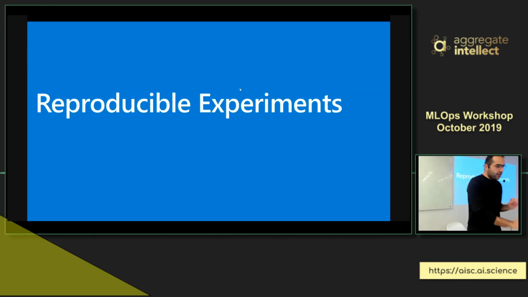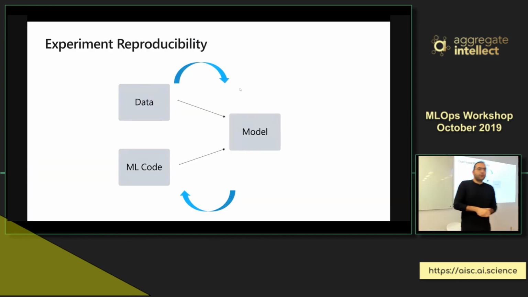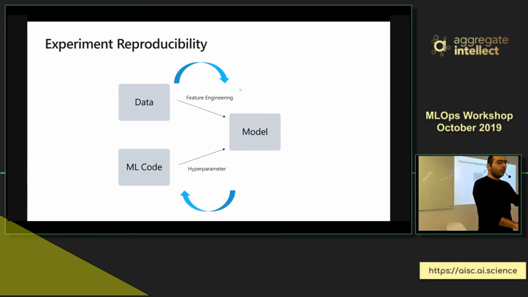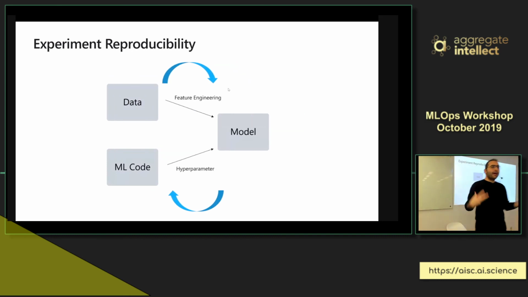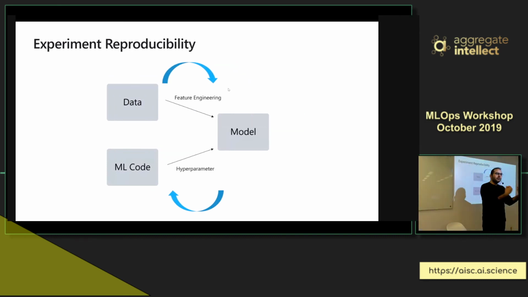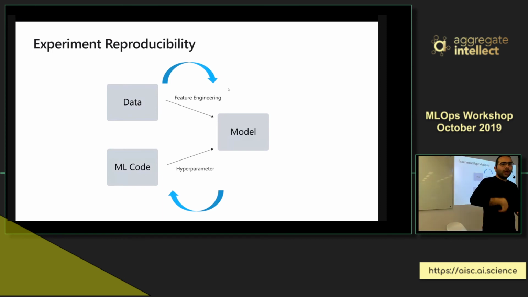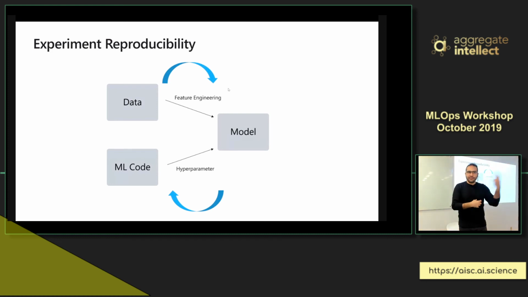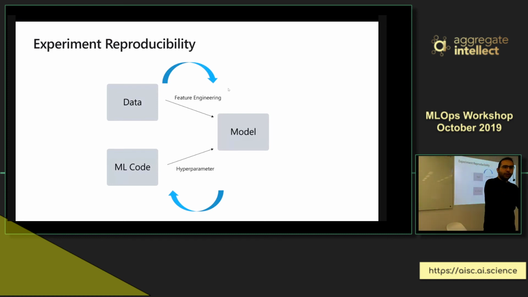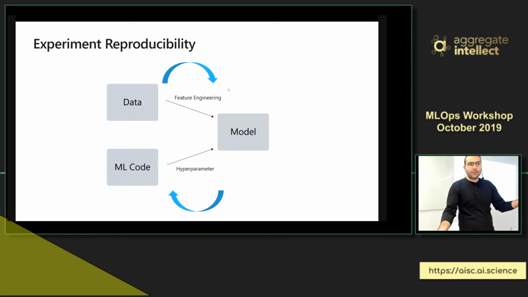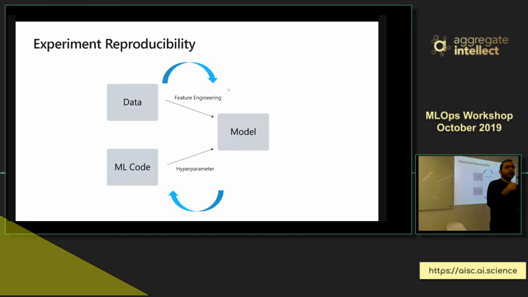But first, let's focus on experiment reproducibility. We have discussed before that the data and the ML code will merge together, or marry together, to produce a model. The way we do it is based on trials. Every time we have a hypothesis that we assume this model works, we try it out, test and evaluate the results. If it fails, we start again.